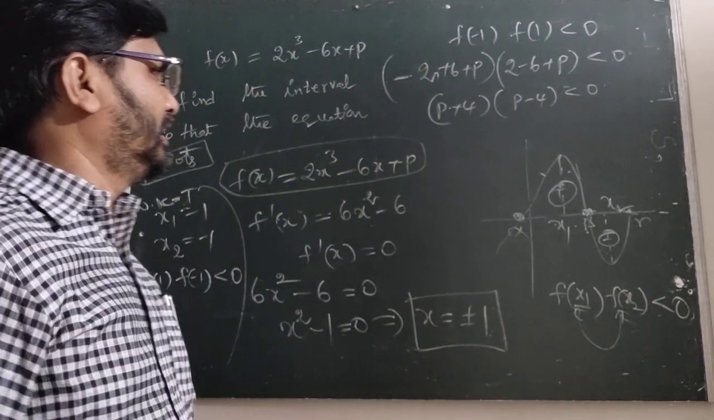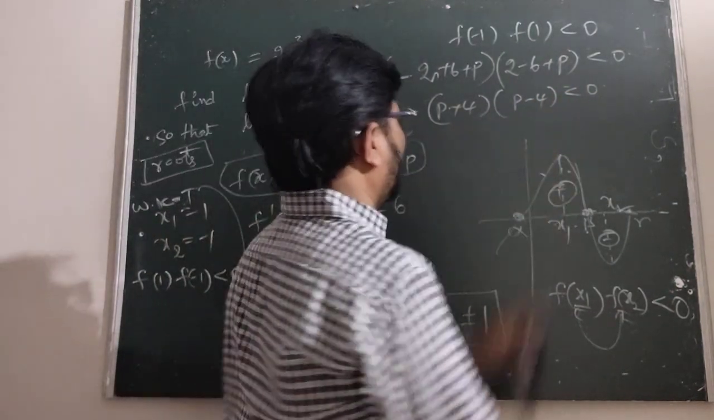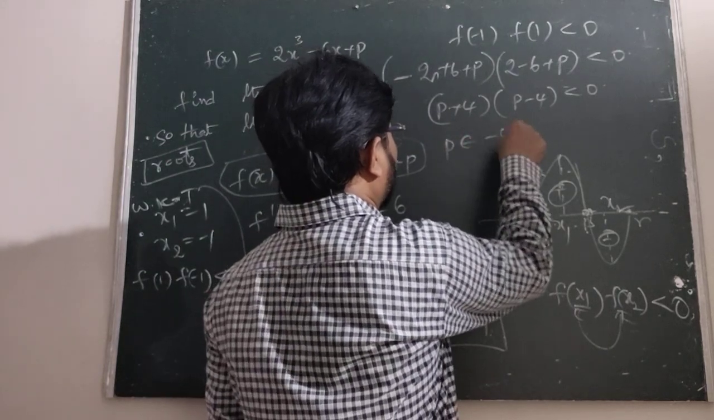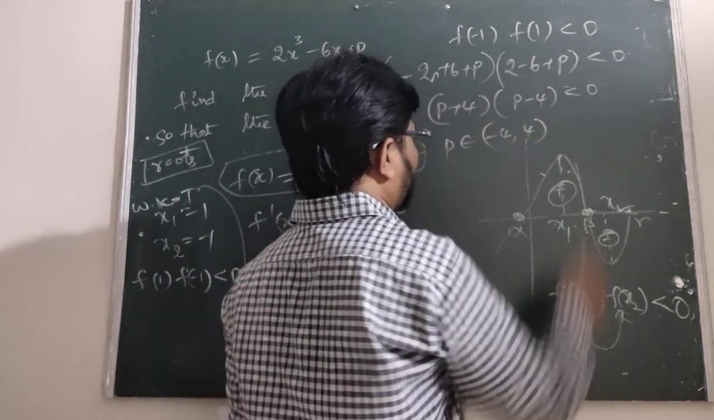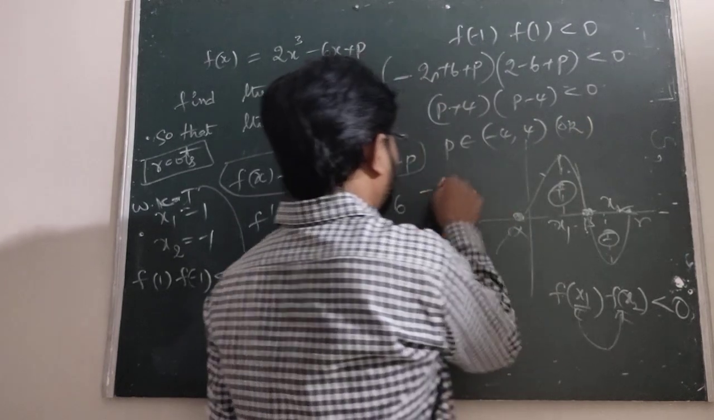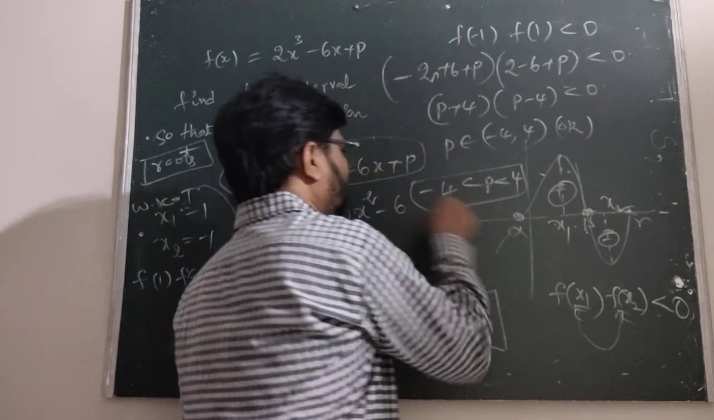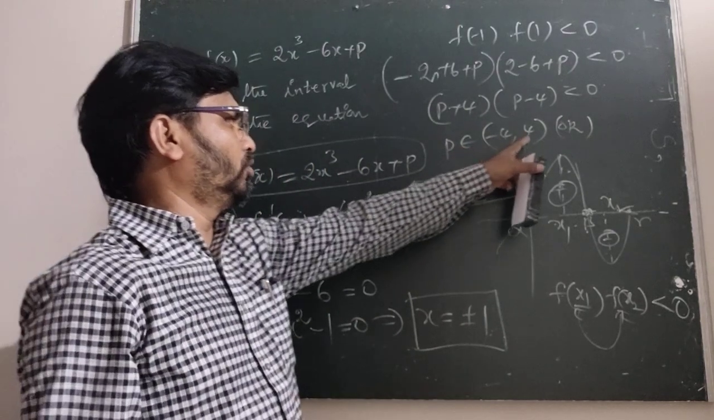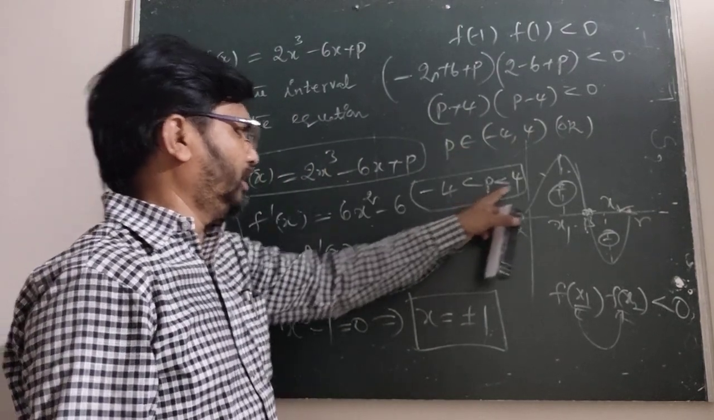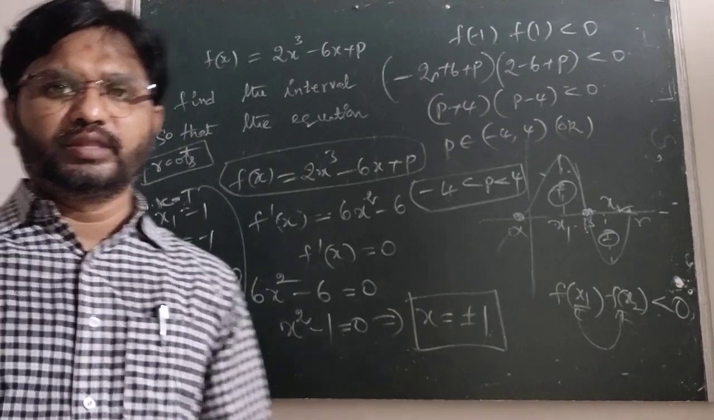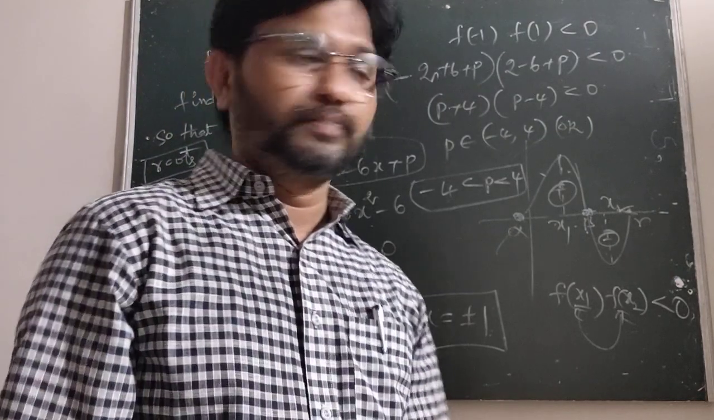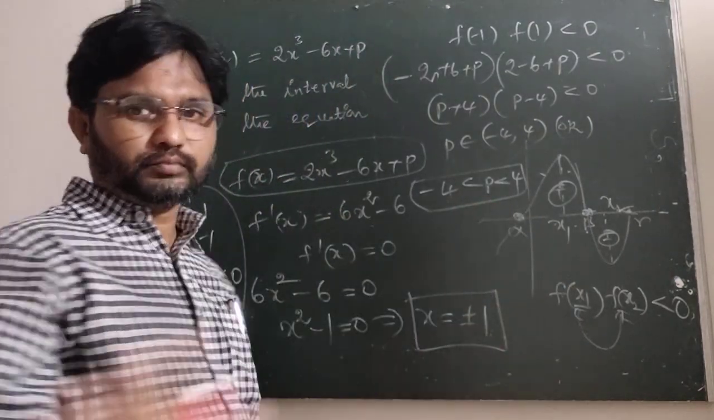Now p lies in the interval -4 to 4. So p belongs to (-4, 4), or -4 < p < 4, is the answer. P lies between -4 and 4. This is the solution.